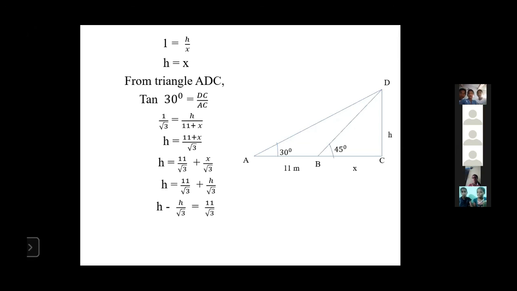Now we need to do LCM. Then we get (root 3 into H minus H) by root 3. Here H is common, so we take H as common, and the remaining is (root 3 minus 1) by root 3. Do you get it? Yes, we got it. So H into (root 3 minus 1) by root 3 is equal to 11 by root 3. Next, here the denominators are the same, root 3 and root 3, so they will get cancelled.